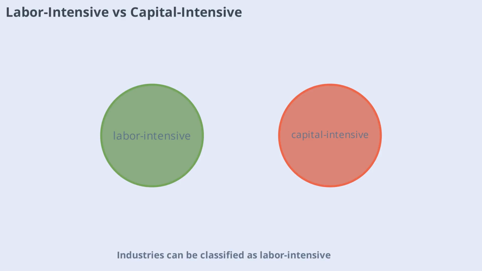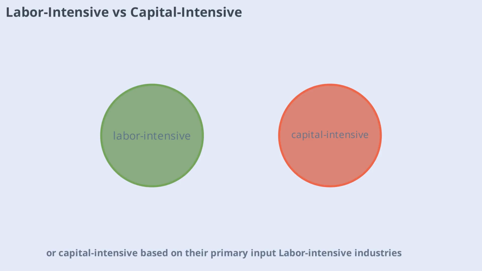Industries can be classified as labor-intensive or capital-intensive based on their primary input. Labor-intensive industries like hospitality rely heavily on workers, while capital-intensive sectors such as manufacturing depend more on machinery and equipment. This classification affects how industries respond to changes in wages or capital costs.